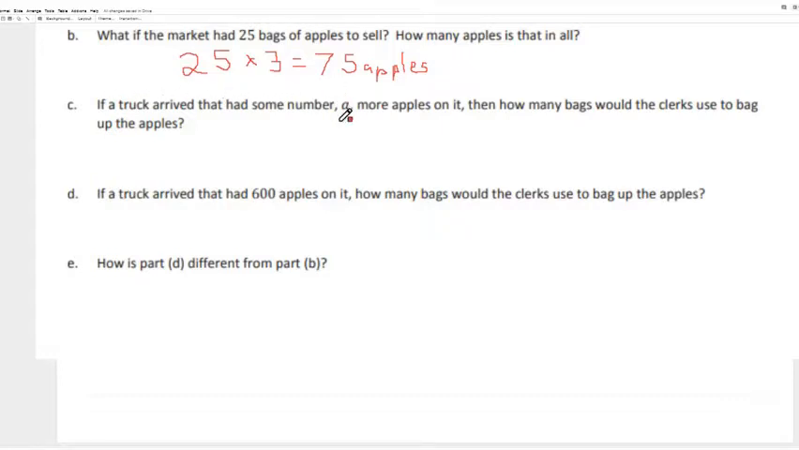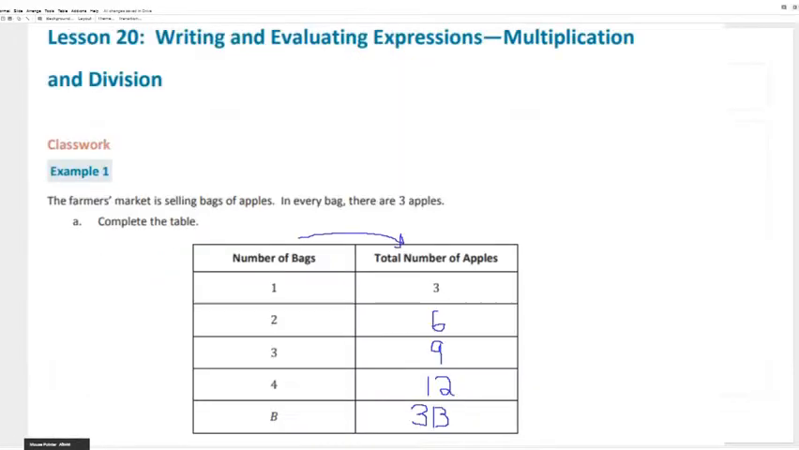If we look at the next one, it says if a truck arrived that had some number, so this is where we get our variable A, more apples to sell. So now they're giving us the number of apples here. How many bags would the clerk use to bag up the apples? Well, now we're going in the opposite way. So now they're telling us if we had apples, what would I have to do to get the number of bags? Well, this is going backwards. So if we have multiplication on this side, the opposite, or going backwards, would be division.